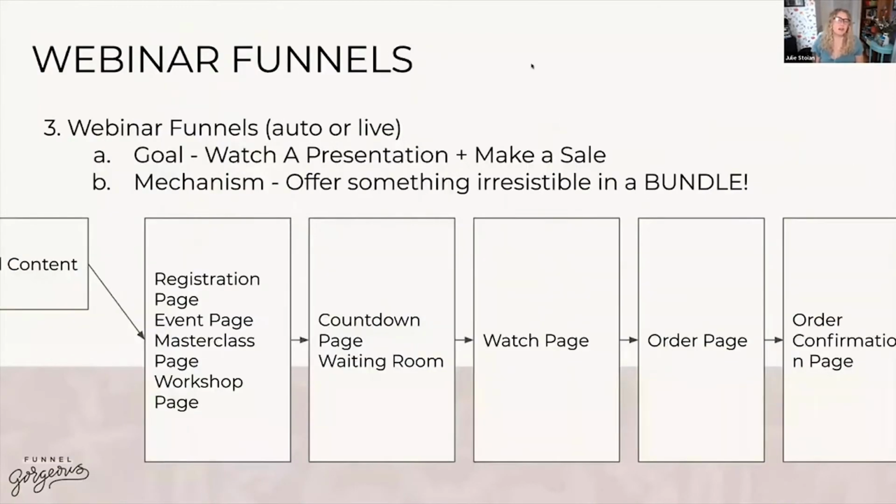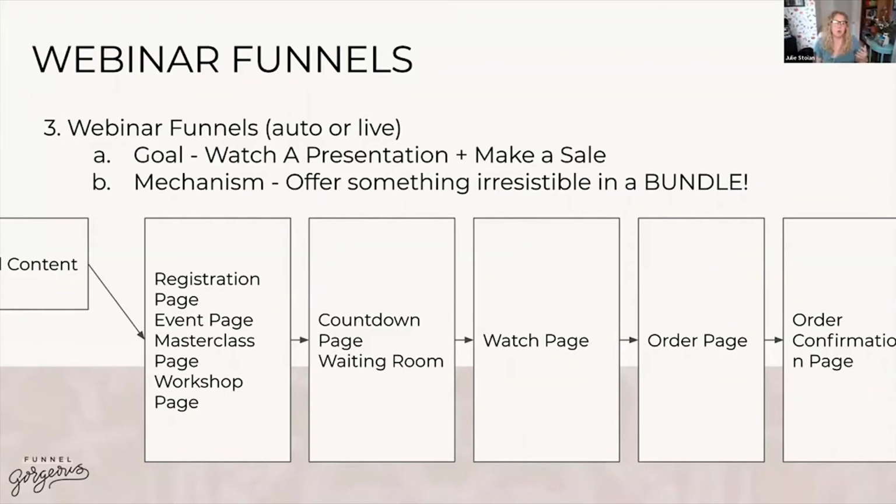All right. The third kind of funnel is the webinar funnel. Now, webinar funnels can be auto, which means they happen all the time, or they can be live, which means they're happening at a set point in time. The goal of a webinar funnel is to watch a presentation. The second goal is then to make a sale. The mechanism by which we do this is we offer this crazy, irresistible thing in a big bundle like this, okay?